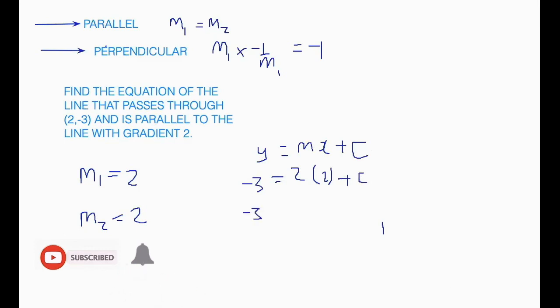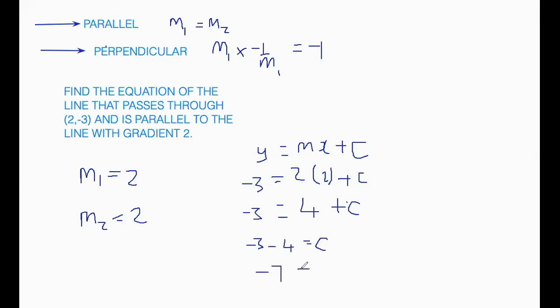So writing the negative 3, we have negative 3 there, then it's equal to 2 times 2, that gives us 4. Then we'll have plus c. Now remember, we're trying to find the y-intercept. So we carry the positive 4 over the equal sign, so we have negative 4 and equals c. So it means the y-intercept is negative 7.